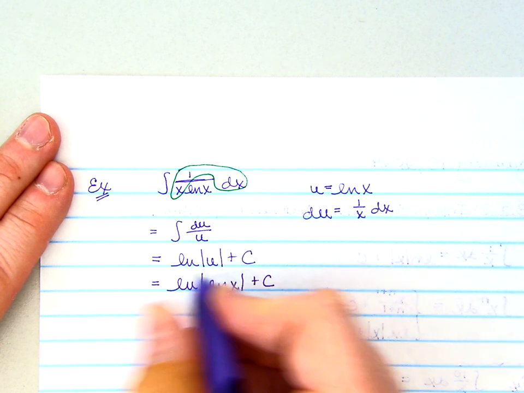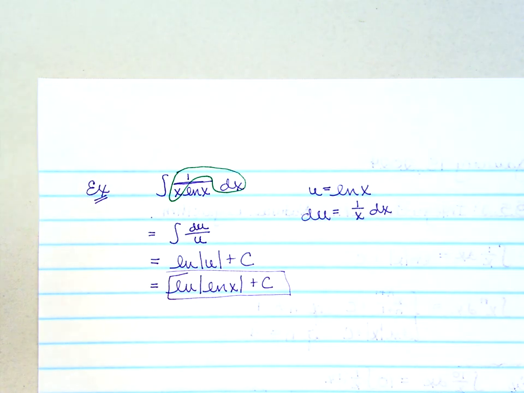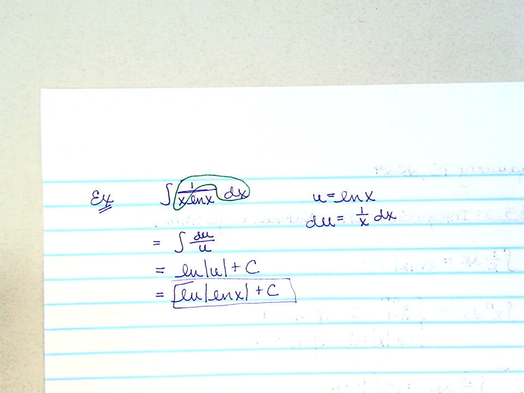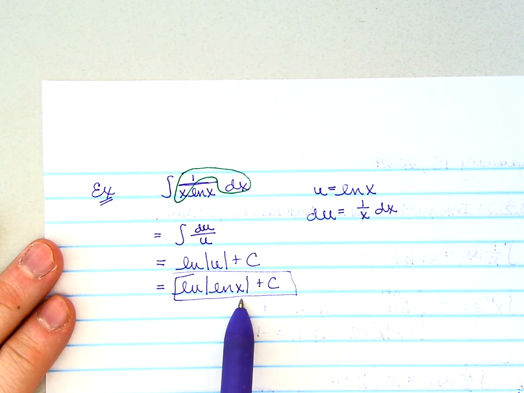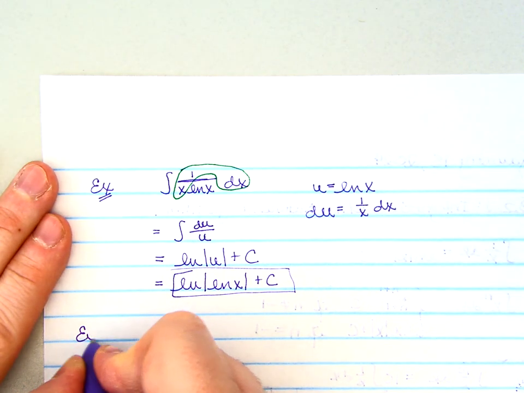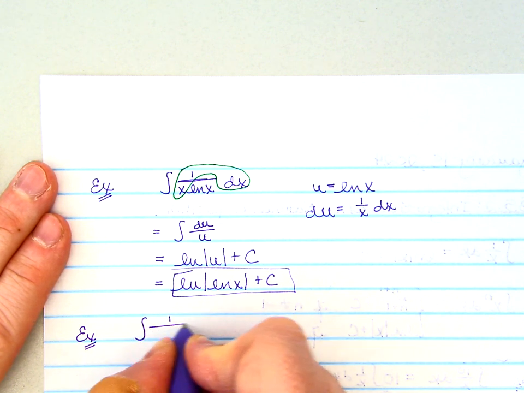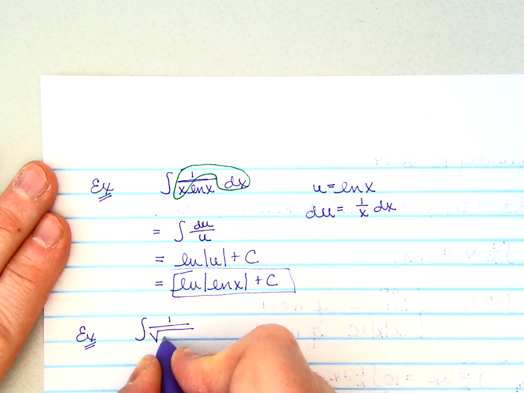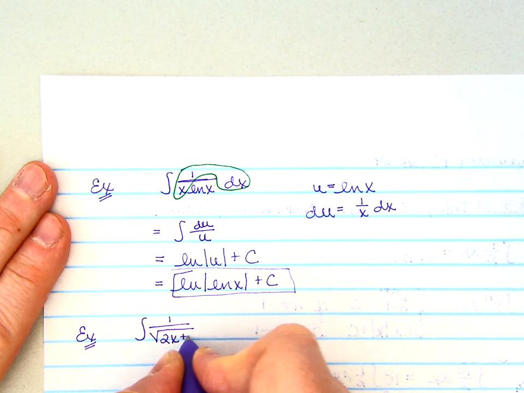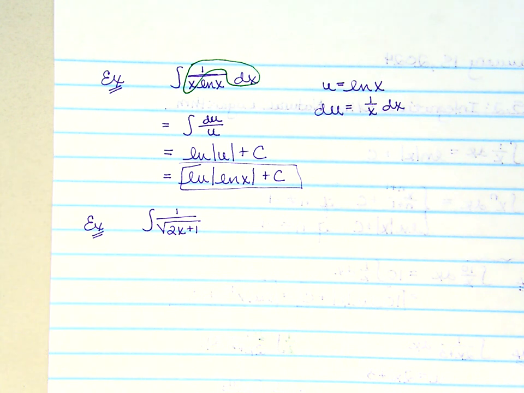A little strange looking, but I also feel like last night you saw a derivative of a natural log inside another natural log. We're going to get the natural log of the absolute value of the natural log of x plus a constant. See what you can do with the integral of 1 over the square root of 2x plus 1.